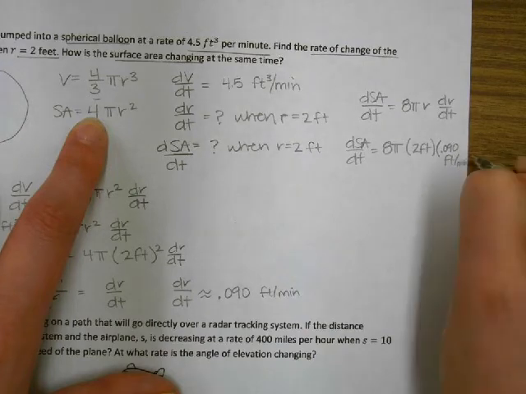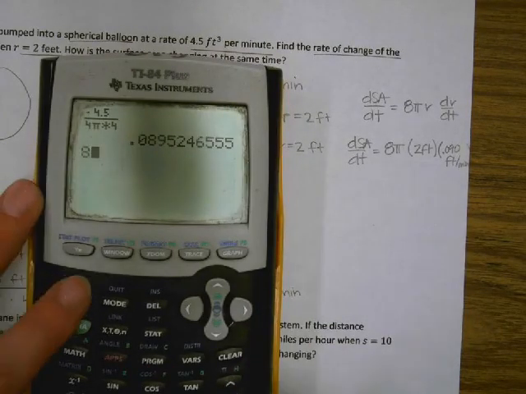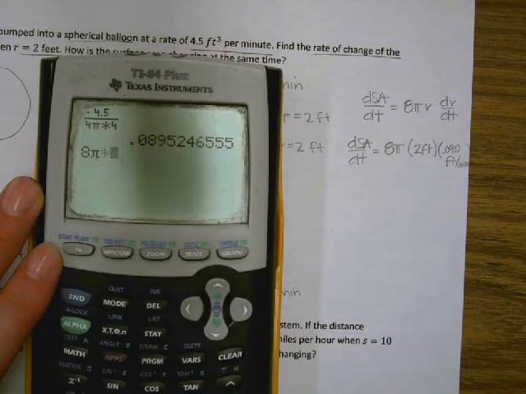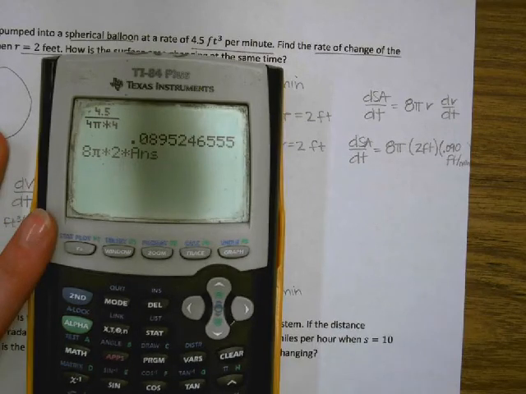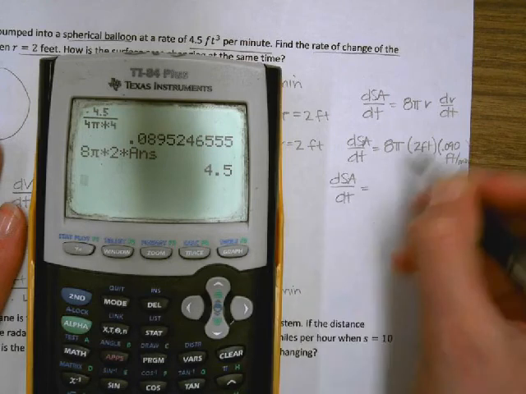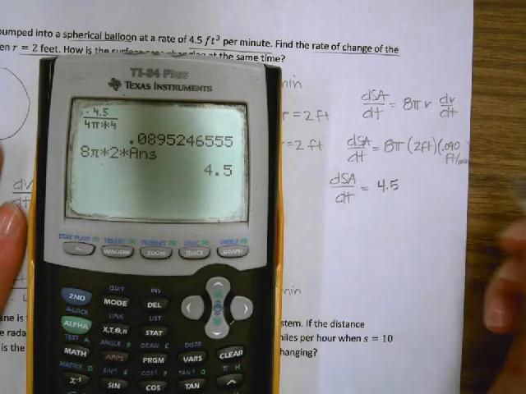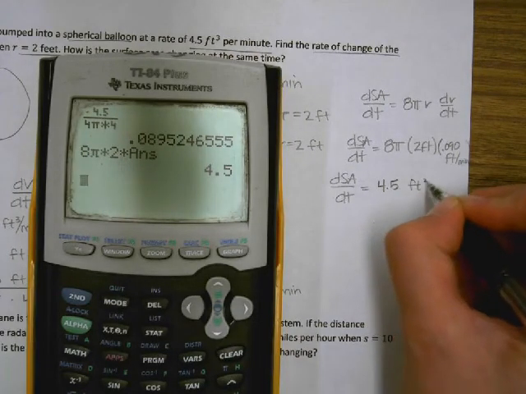Ooh, it's hard to fit in. So now I'm just going to go ahead and take 8 pi times 2 times the answer I just got up here. And the surface area is changing by 4.5, and this is feet squared per minute.